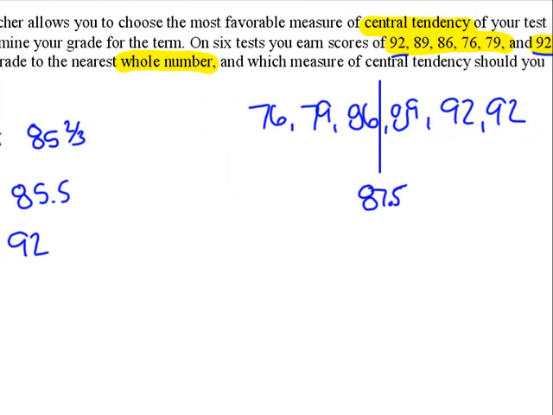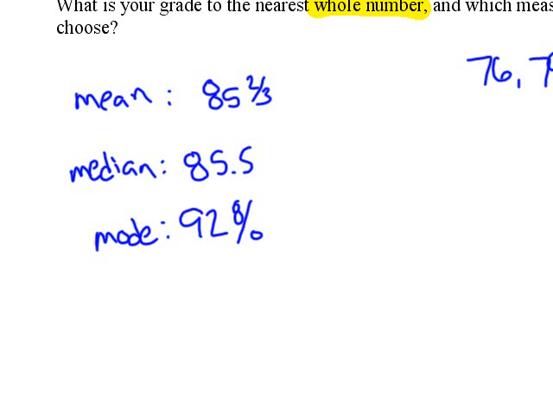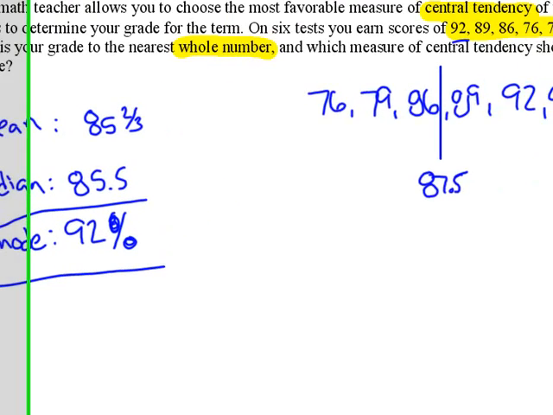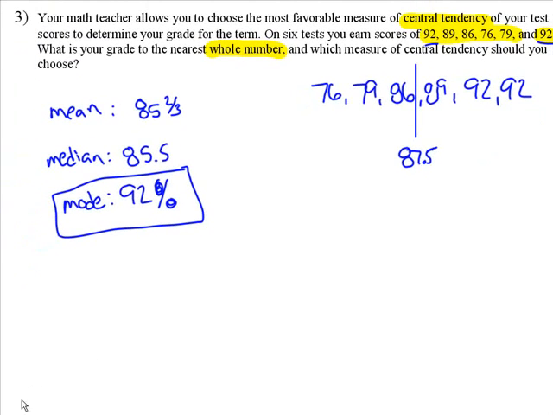So what do we want our grade to be? Well, we want our grade to be 92%, and that 92% comes from the mode. So we would say, teacher, give us the A- using the mode. That's it for number 3.